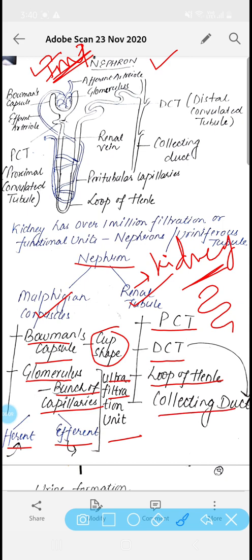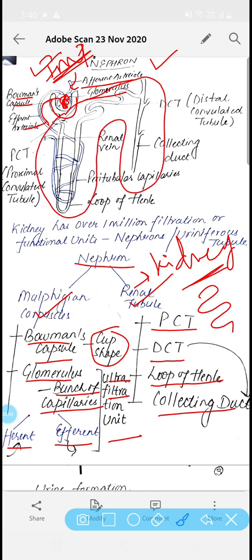Now we will observe the diagram. This cup-like structure is called the Bowman capsule, which is filled with the tuft of capillaries called the glomerulus. There are two types of arterioles as we have discussed. The arteriole which is bringing material inside is the afferent, and the one which is taking material out is called the efferent arteriole. So that was the Malpighian capsule, which includes the Bowman capsule and glomerulus. Now we come to the renal part. This complete part is the renal part, the tubular part.